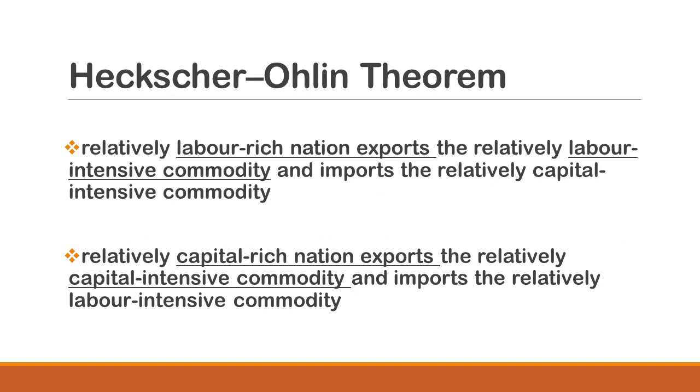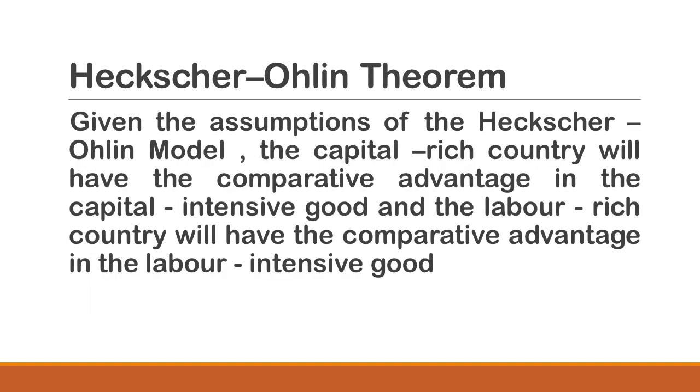According to the Heckscher-Ohlin theorem, a labor-rich nation exports the relatively labor-intensive commodity and imports the capital-intensive commodity. Similarly, a capital-rich nation exports the relatively capital-intensive commodity and imports the relatively labor-intensive commodity. So we can say that a labor-rich or labor-abundant nation exports the labor-intensive commodity and a capital-rich nation exports the capital-intensive commodity. Here we can see that comparative advantage depends on factor endowments.